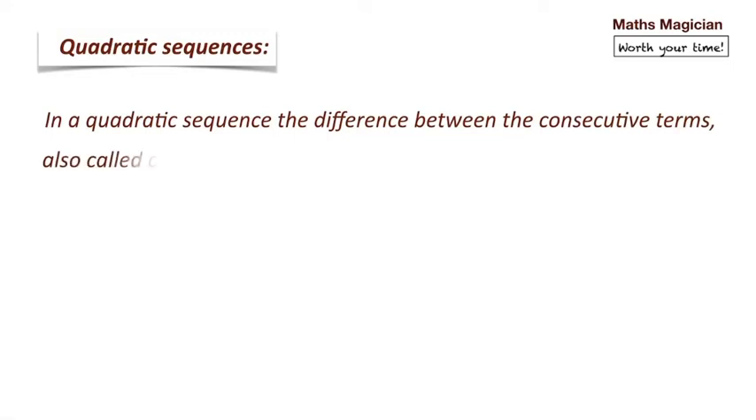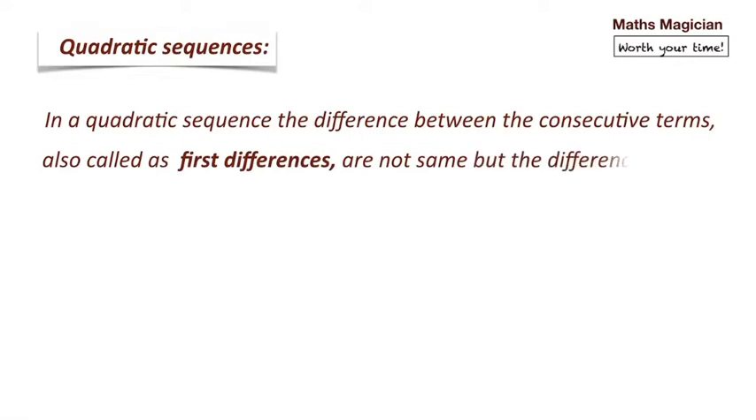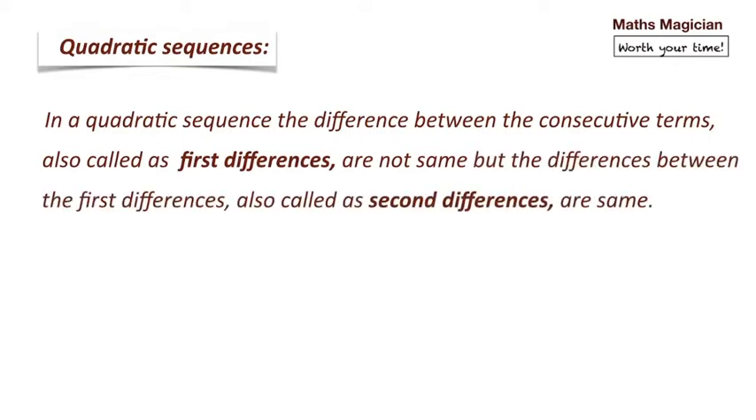Quadratic sequences. In a quadratic sequence, the difference between the consecutive terms, also called first differences, are not the same, but the differences between the first differences, also called second differences, are the same. So for a sequence to be quadratic, we have to check number 1, first differences are not the same. Number 2, second differences are the same.